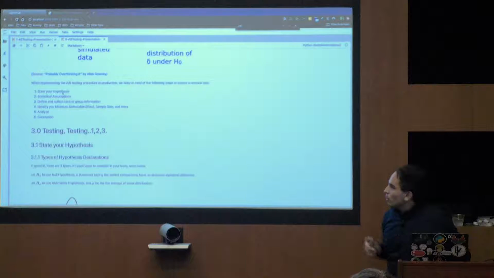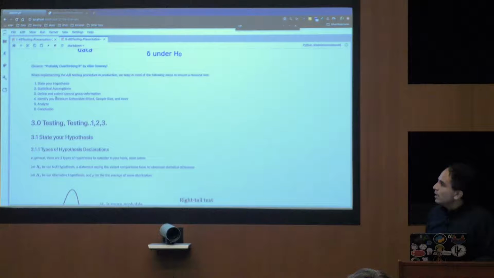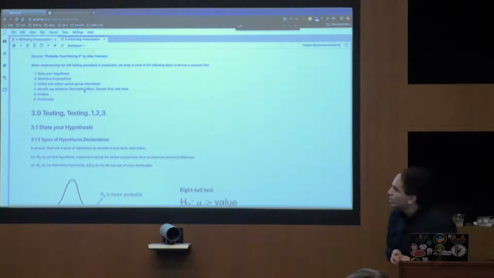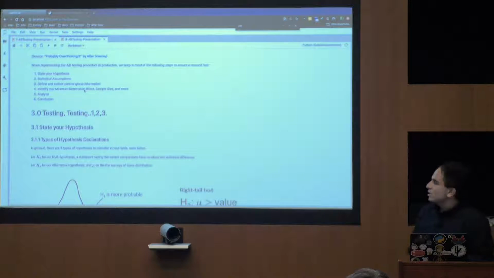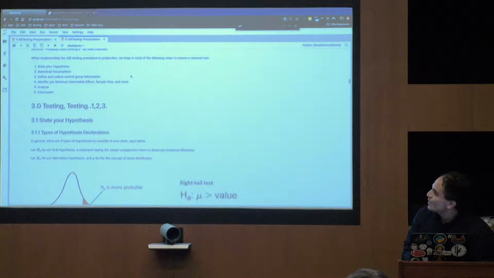The steps that we're going to go through are: we're going to state our hypothesis, have some assumptions, both basic and statistical assumptions, and talk about the distinction between those. Define and collect your data and how you'd collect it, and then some other preceding assumptions like minimal detectable effect, sample size, and so forth, to analyze. Then we'd actually analyze, or perform that test statistic calculation right about here. And then we reach some conclusion for this A/B test.